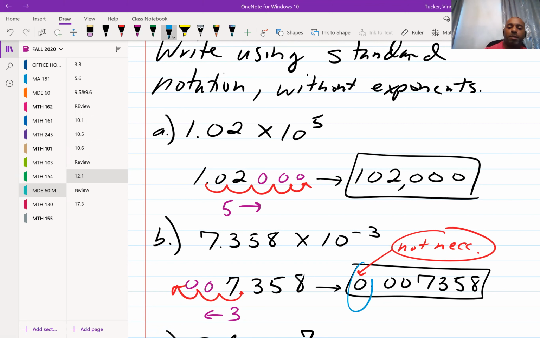Oftentimes people ask me about the zero in front of the decimal. It's not necessary. I normally use it, but whether you use it or not, MATLAB still should mark it correct if you've done it correctly. All right, any problems?